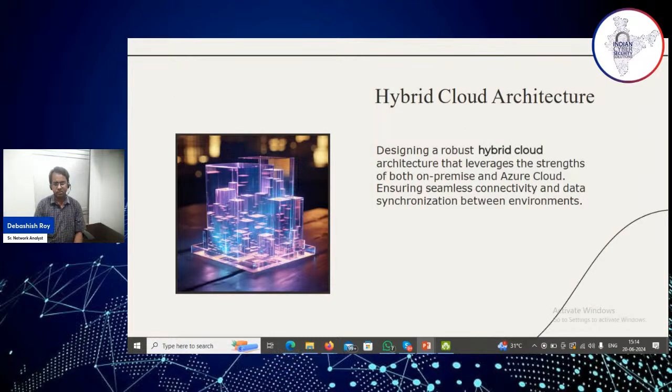Hybrid cloud architecture. So design a robust hybrid cloud architecture that leverages the strength of both on-premise and Azure cloud. AWS also has a similar integration. You can transfer the data from, say, the EC2 instance to the cloud and also to Azure. So it is a hybrid approach that you can take. Ensuring seamless connectivity and data synchronization between environments is very crucial for you.